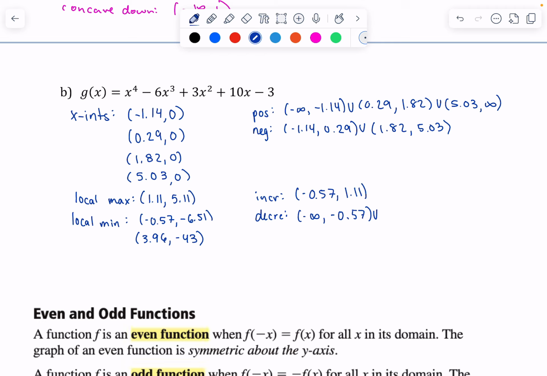and then I start decreasing again up until 3.96, which is where I begin to increase again, and I continue that for the rest of the graph onto infinity. Okay.